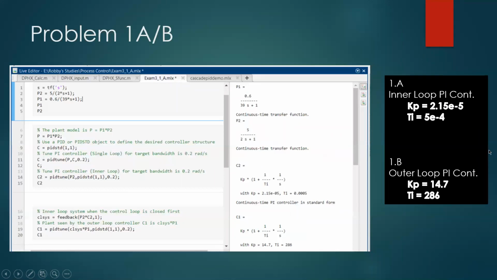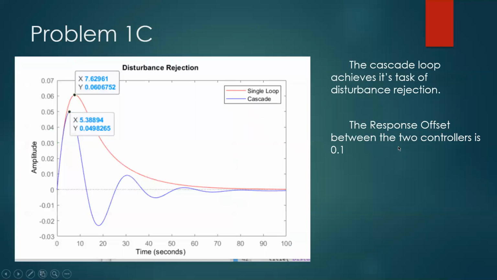So here I input the code into MATLAB. You can see the transfer functions there up at the top, as well as to the right. And that left us with a critical proportional gain of 2.15e-5 and an integral time of 5e-4. That was going to be for the inner loop. For the outer loop, we have a proportional gain of 14.7 and an integral time of 286.